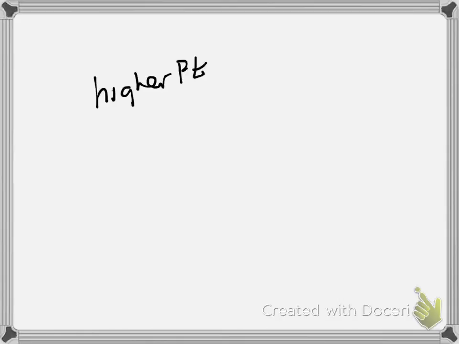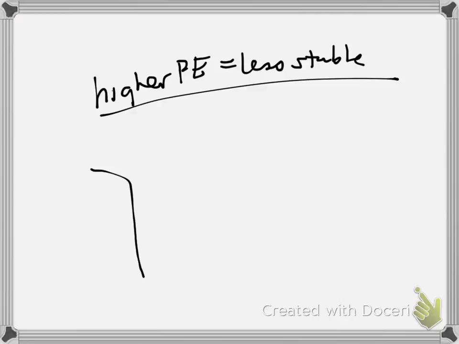So, higher potential energy equals less stable. If you have a cliff and a big boulder on the top of the cliff, it's got lots of potential energy there, but it's really unstable. If it's sitting down here, it's very stable, but it doesn't have any potential energy. So the higher the potential energy, the less stable something is.